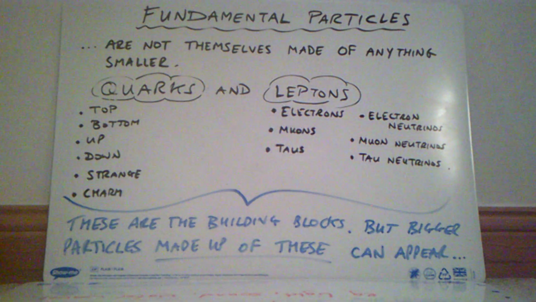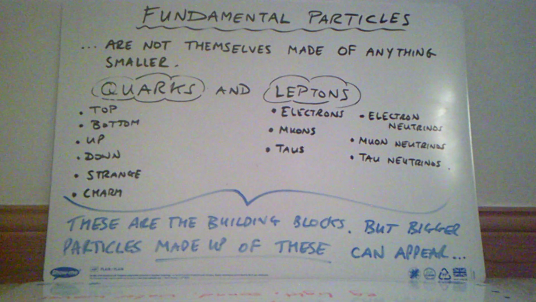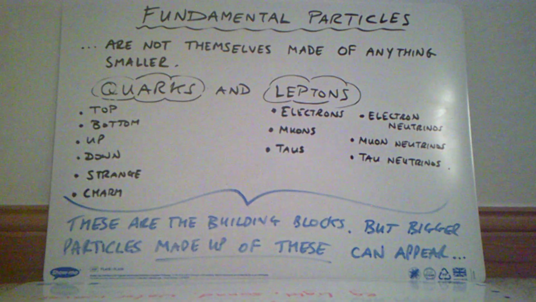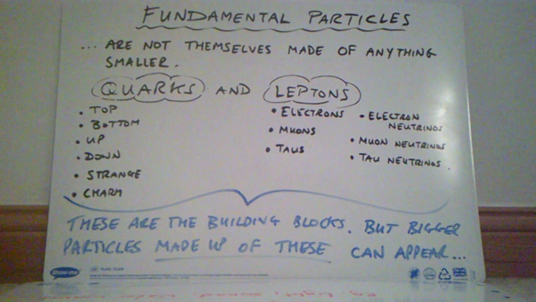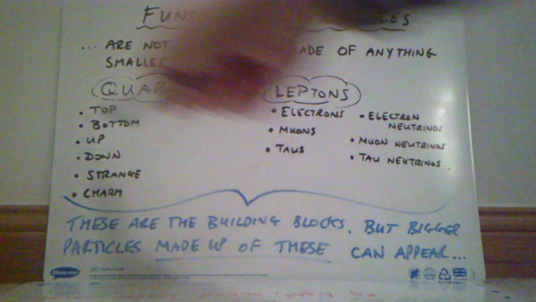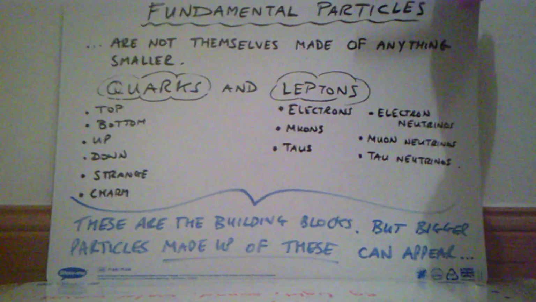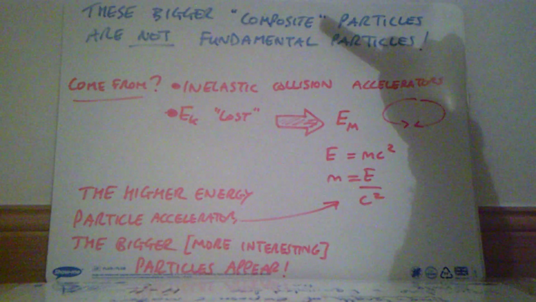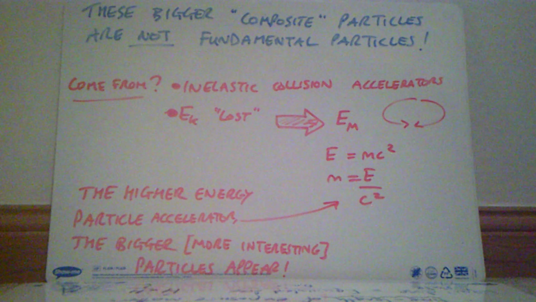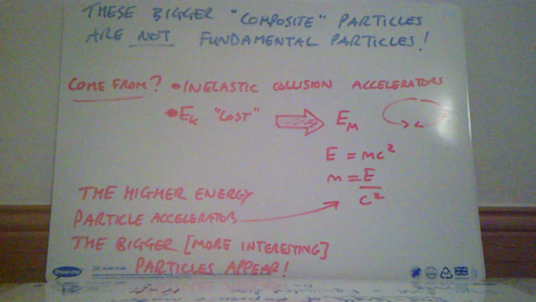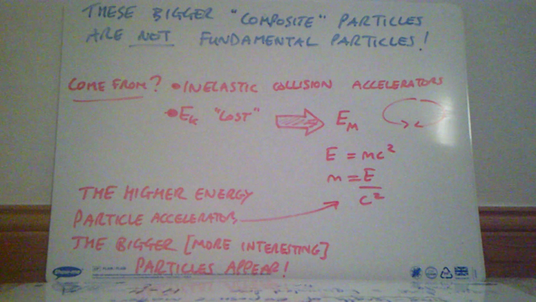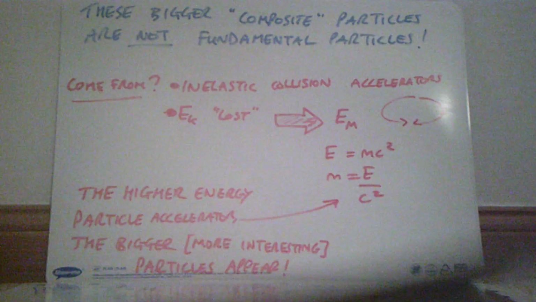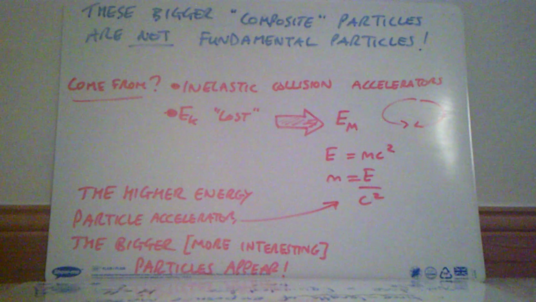So quarks started popping out. Now, in the early particle accelerators, it was singular quarks and singular leptons. But as we made the particle accelerators more and more energetic, bigger and bigger particles made up of these things can appear. Now, the bigger composite particles, which started appearing from very high energy particle accelerators, are not fundamental particles. Fundamental particles are particles like we saw before, which are not themselves made up of anything smaller. So if you've got particles which are made up of smaller ones, then they are not fundamental particles.